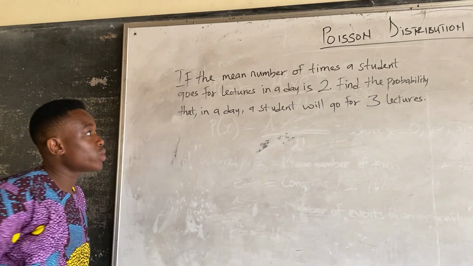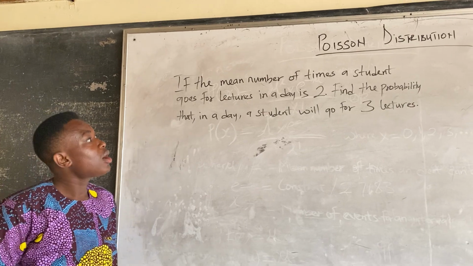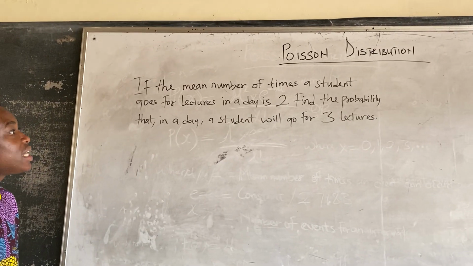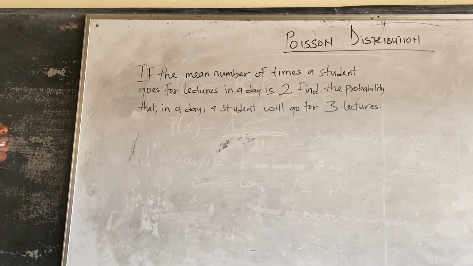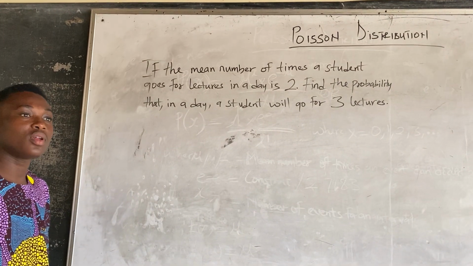So this is our first question. If the mean number of times a student goes for lectures in a day is 2, find the probability that in a day a student will go for 3 lectures.